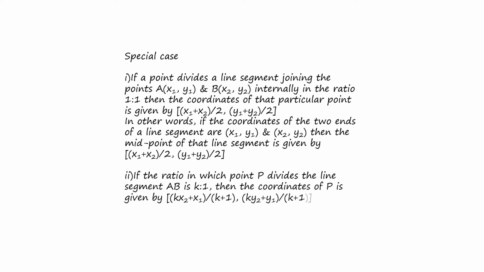If the ratio in which P divides the line segment AB is k is to 1, then the coordinates of P are given by (kx2 plus x1) whole divided by (k plus 1), comma (ky2 plus y1) whole divided by (k plus 1). Let's see some examples.